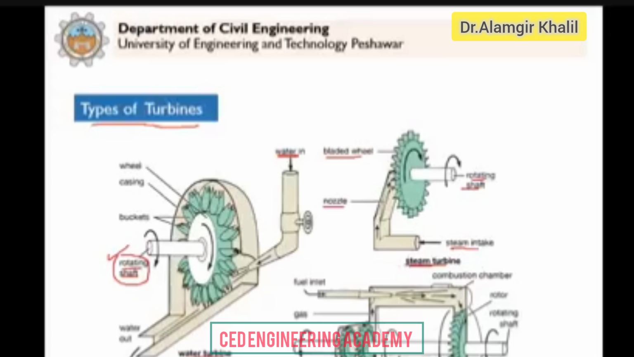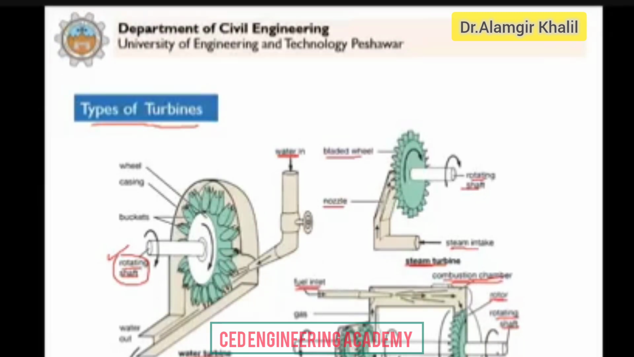Clear? Similarly, we have gas turbines. You can see here that we have an air inlet that passes through a compressor. It compresses, and then we have a fuel inlet, and then this is the combustion chamber, and as a result of this, when it passes, you see here, this is the rotor. Rotor means the rotating element, and this is how it rotates the shaft. So the energy is converted into mechanical energy.